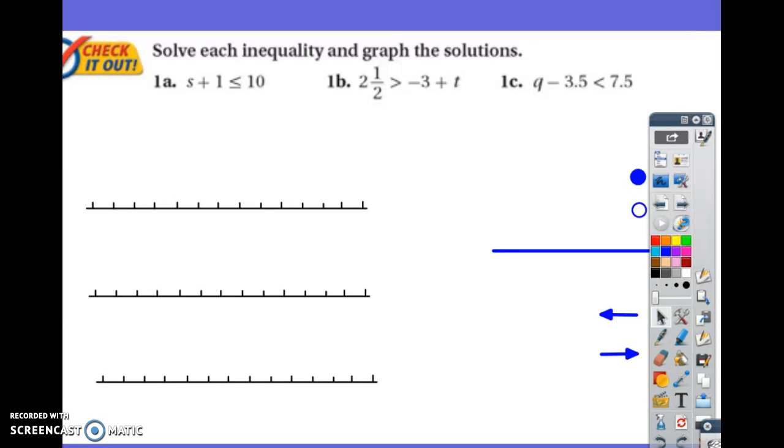Okay, kiddos, here we go. This is one-step equations, so we're going to work on solving these and graphing them. So this is section 2-2. So here we go. Solve each inequality and graph the solution.